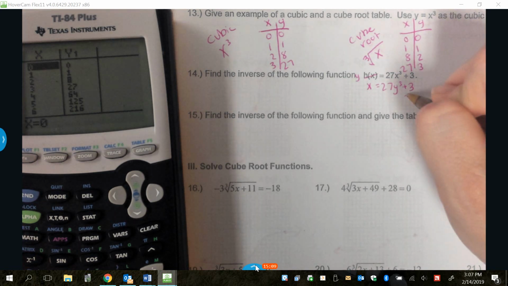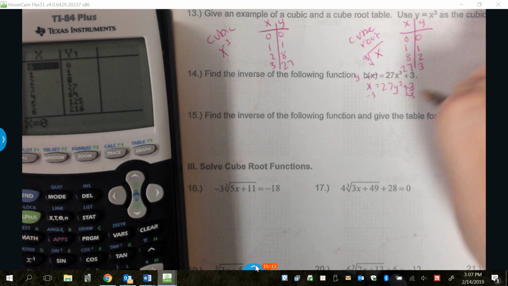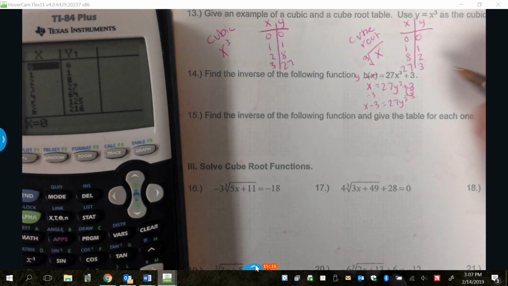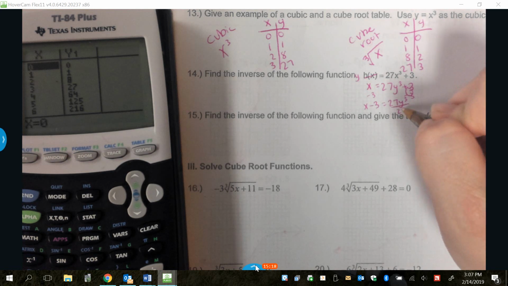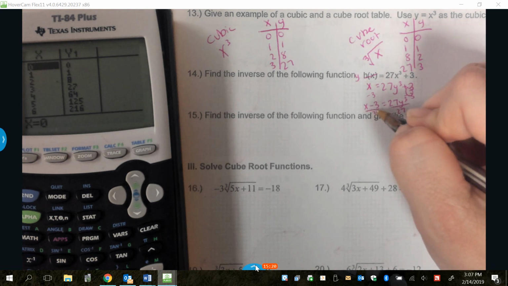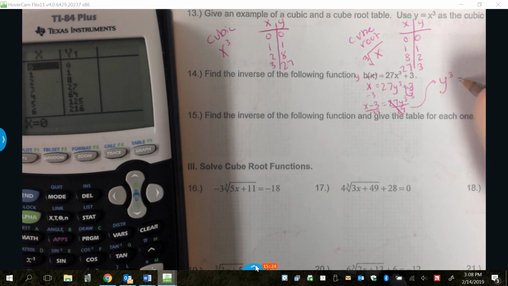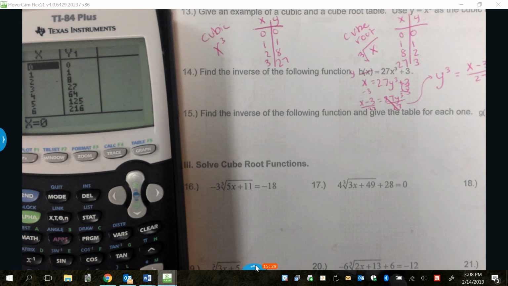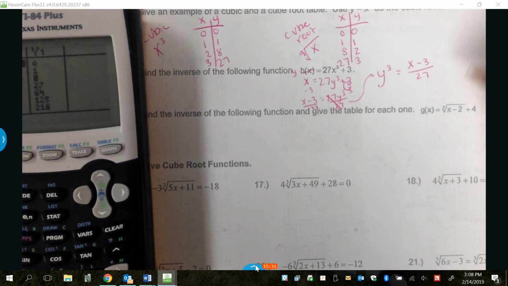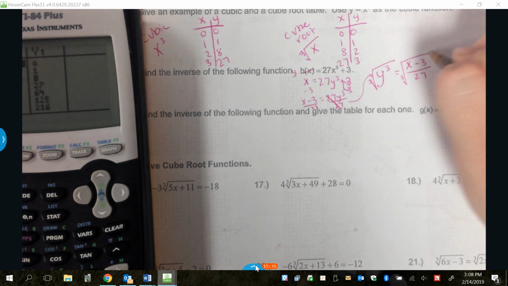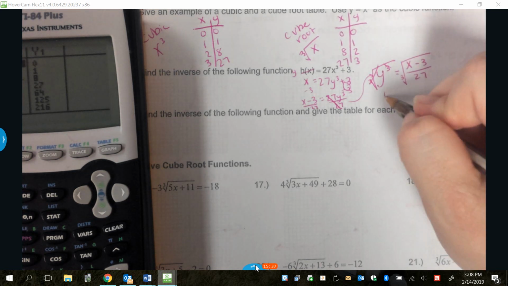So I'm going to subtract 3 from both sides. Get x minus 3 equals 27y cubed. Now I've got to get rid of the 27. I've got to get y cubed alone. This cancels. I get y cubed equals x minus 3 over 27. Now I have to get y alone. So I'm going to cube root both sides. This cancels that, and I get y equals.